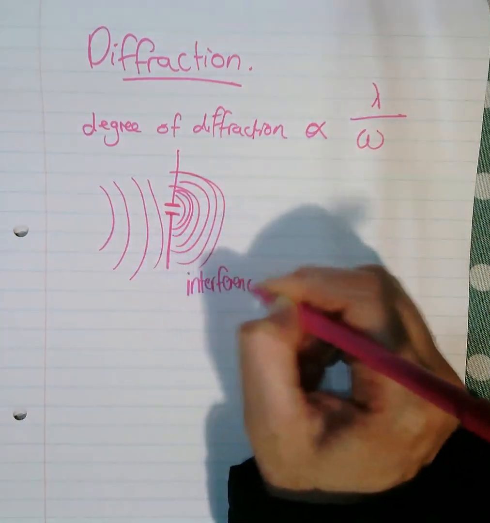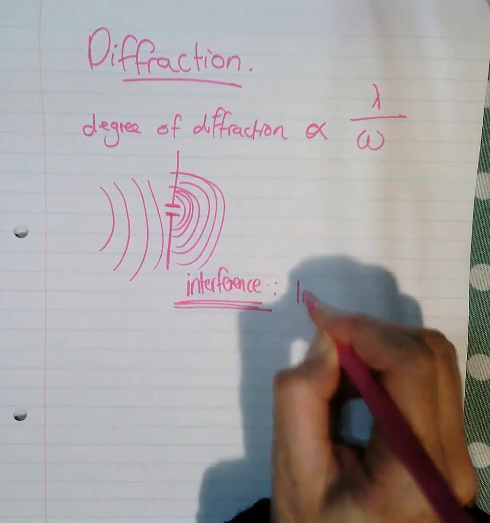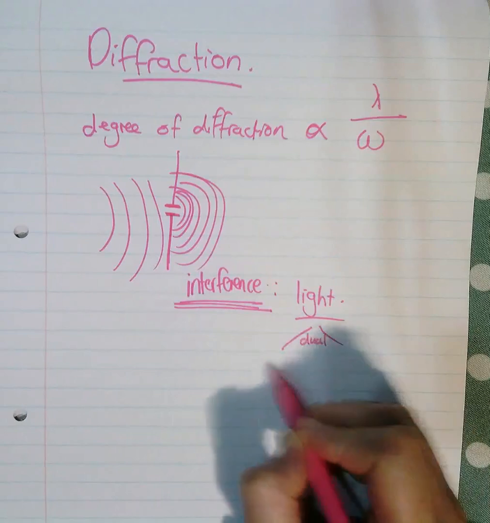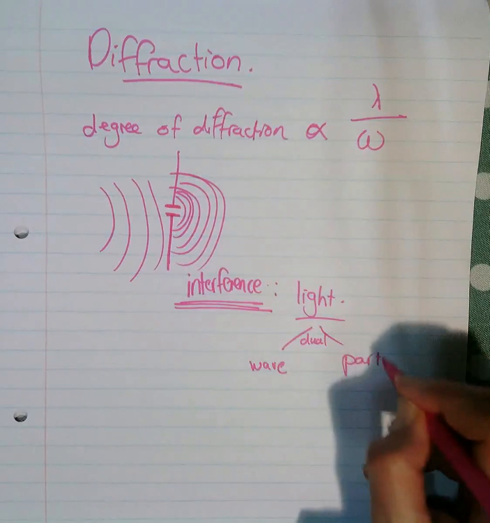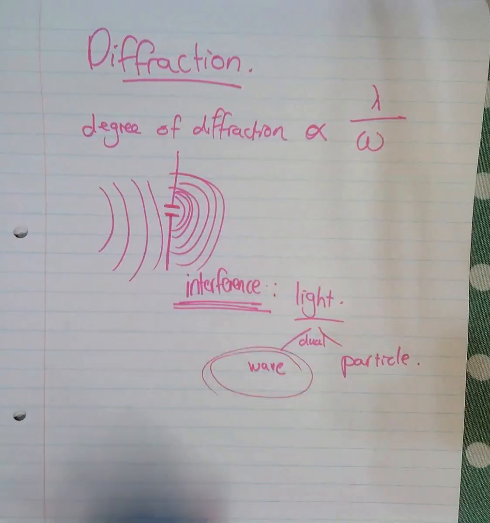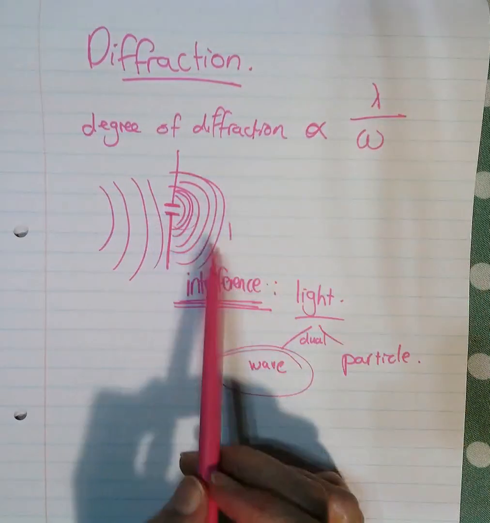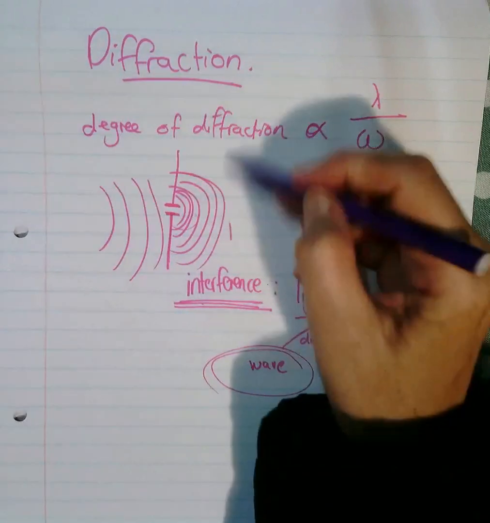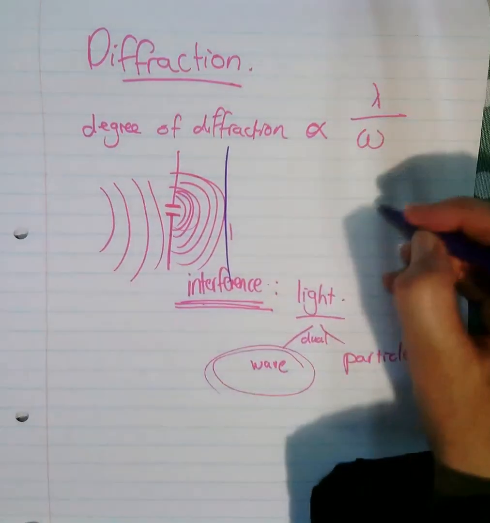Okay. Now, interference in light, specifically, remember that light has a dual nature. It acts like a wave and it also acts like a particle. So with diffraction of light, we're looking at the wave nature of light. So according to this theory, what happens here is that the light bends, and because the light bends, it undergoes interference.